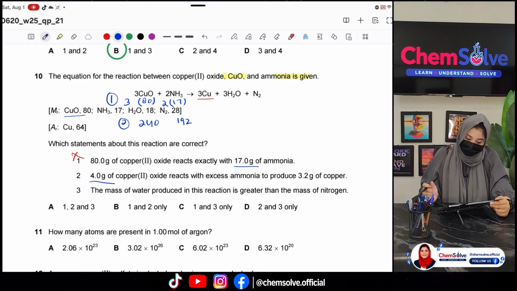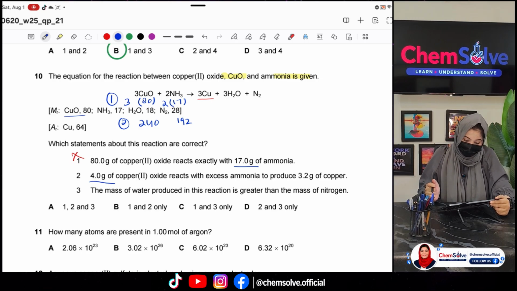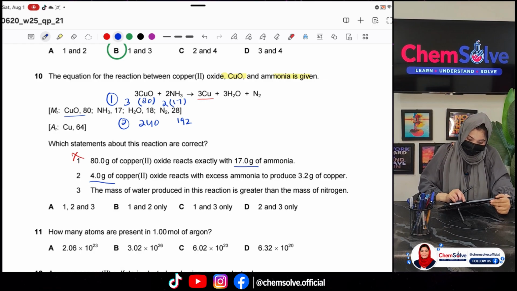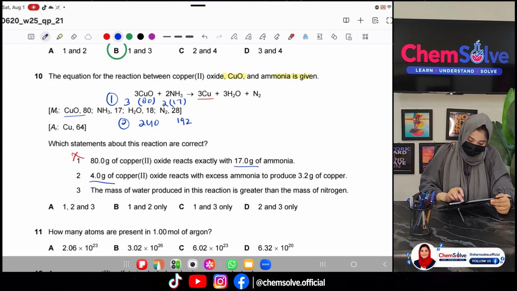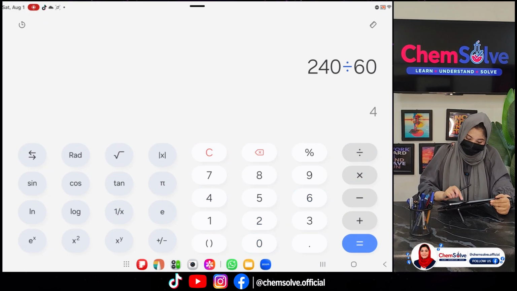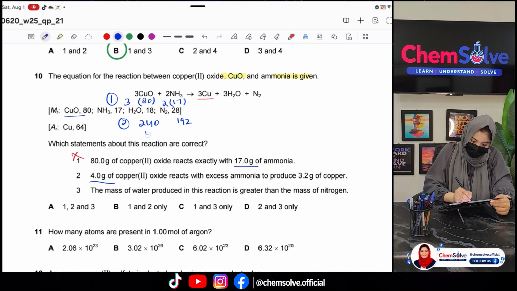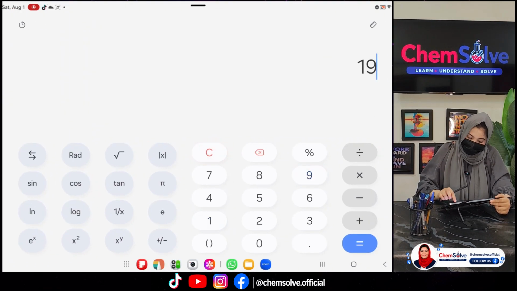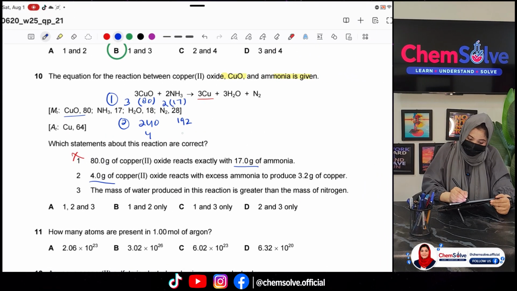Now look at the relationship, if we can make any simple ratio. So if I divide both of them by 60, for example, 240 divided by 60 is 4. Okay. Let's see what answer 192 divided by 60 gives. 192 divided by 60 exactly makes 3.2. So this matches with the statement, so it seems to be correct.